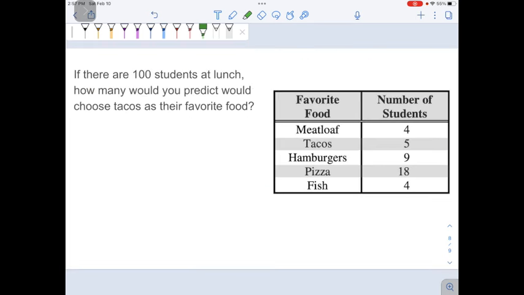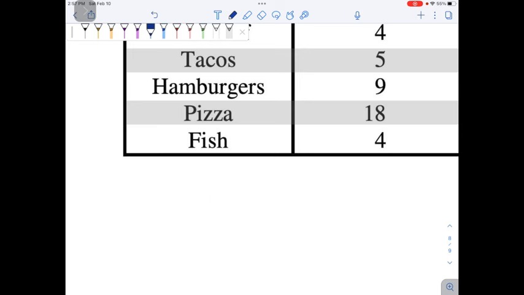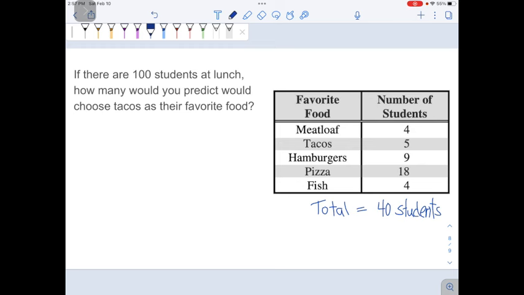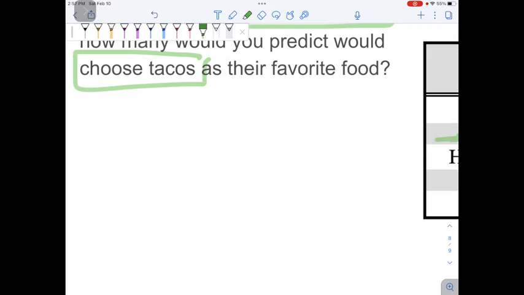One more quick example. Same table. We know that there are 40 students who got asked. This time, we're only going to ask 100 students. If we picked 100 students at lunch, how many would choose tacos? I see tacos is 5. Right now, our table says 5 out of 40. 5 students out of 40 pick tacos. But what if we asked 100?